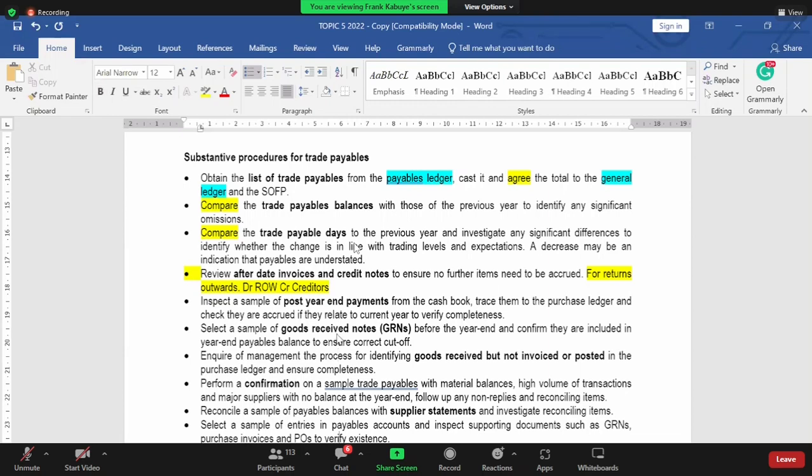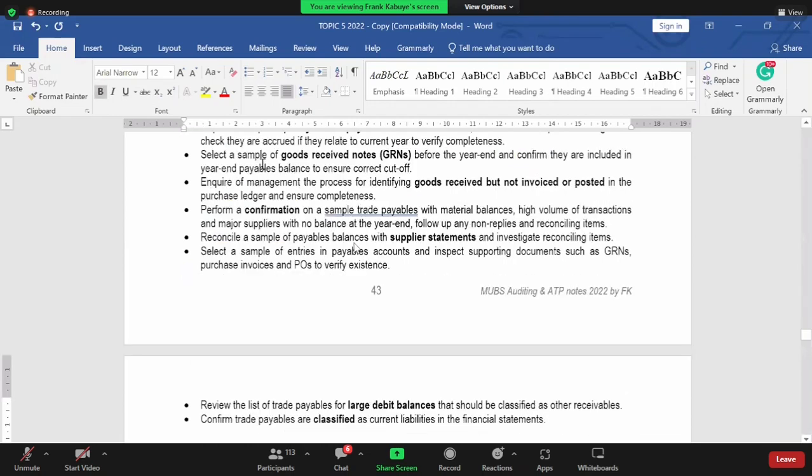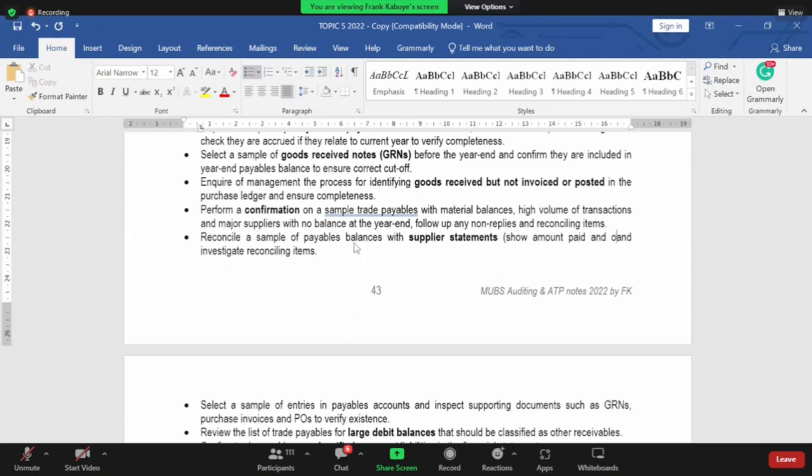Then inquire from management the process of identifying goods received but not invoiced or posted in the purchase ledger to ensure completeness. For example, sometimes we may skip posting some of them. So which process do they use, reconciliations of the source documents and the ledger? What do they do to identify them? Then send confirmation letters to the payables, and they should reply, confirming the balances. You can also reconcile the supplier statements. Supplier statements show the outstanding balance. They show the amount we have paid and the outstanding balance.